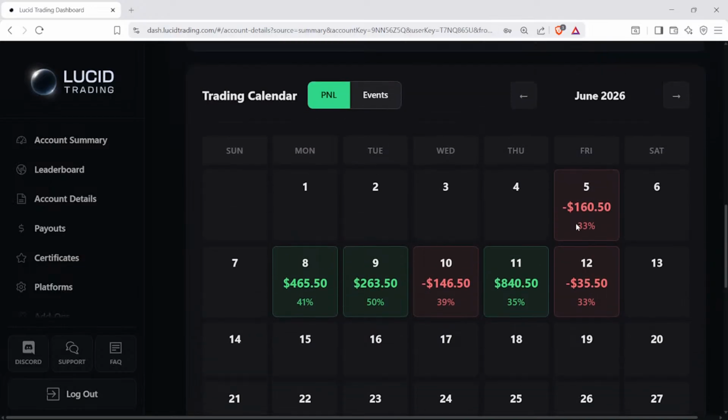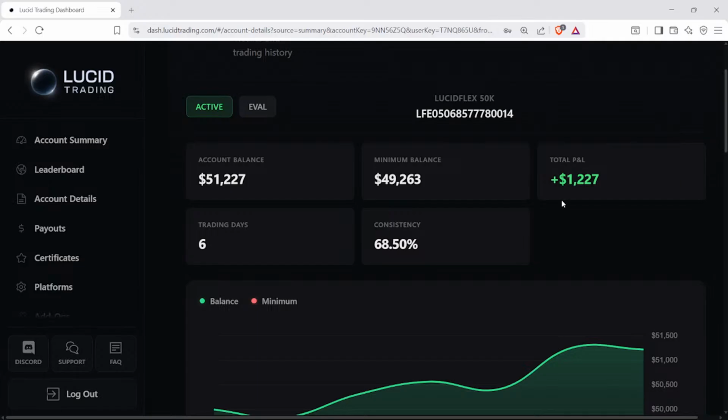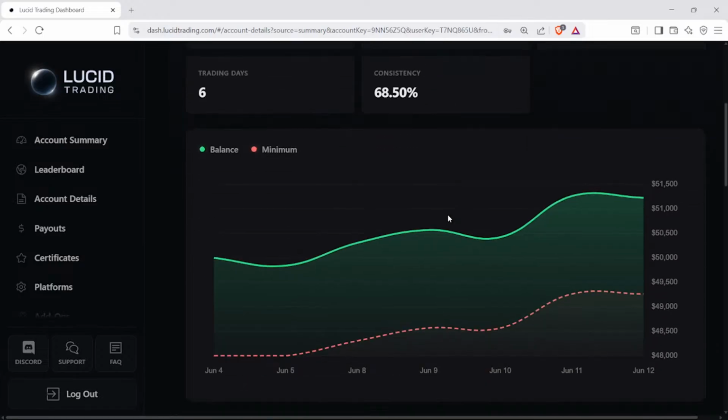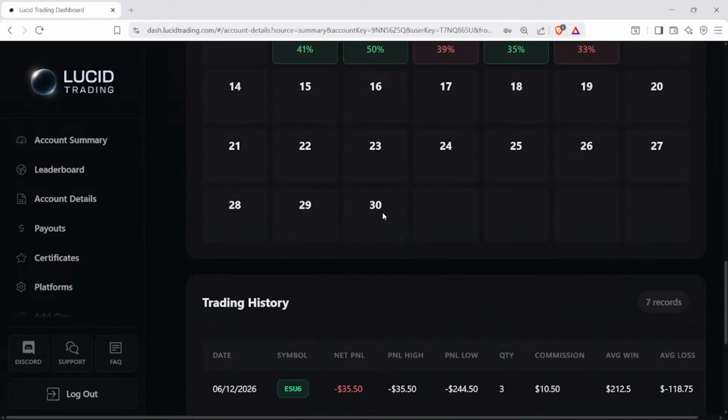So this is the count, 6 days, and I'm up to 100 on this account. Eval. No, I'm not funded yet, so let's keep going. Let me see. So we can go down.